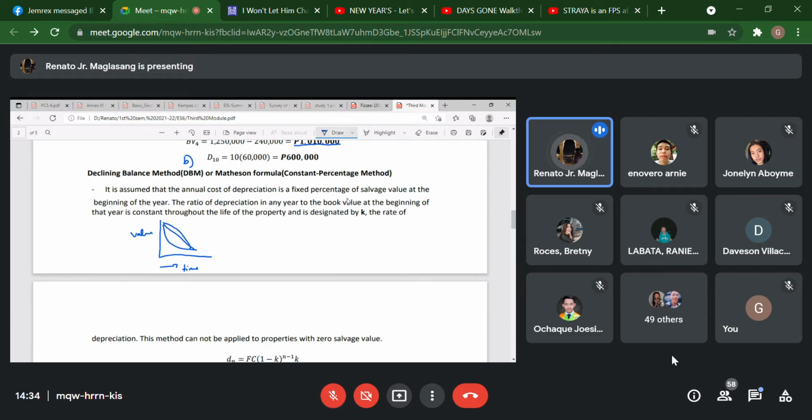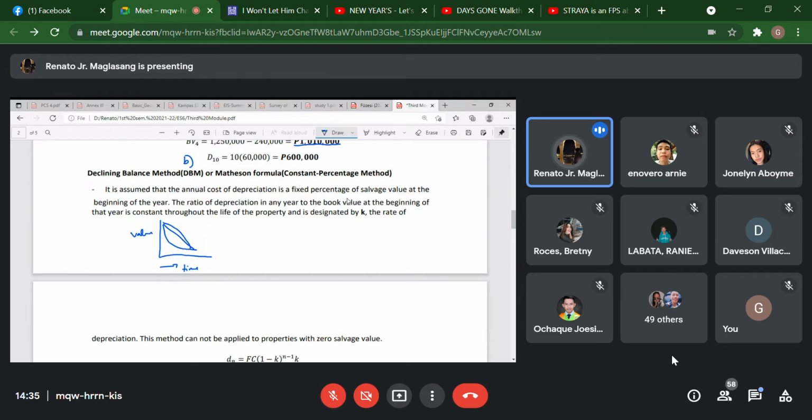So usually this straight line, that is the straight line method. That's why it's called a straight line method, because it is directly proportional. So meaning the slope is diagonal. So it's not a curve. Okay, so for the declining balance method or the Matheson formula, we have the constant percentage method.